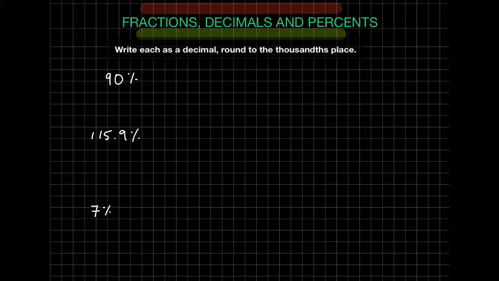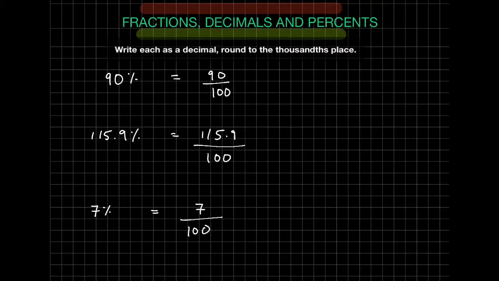Okay, one other thing to note is that a percentage is basically a number over 100. So, for example, 90% is 90 over 100. 115.9% is 115.9 over 100. Okay, 7% is 7 over 100.